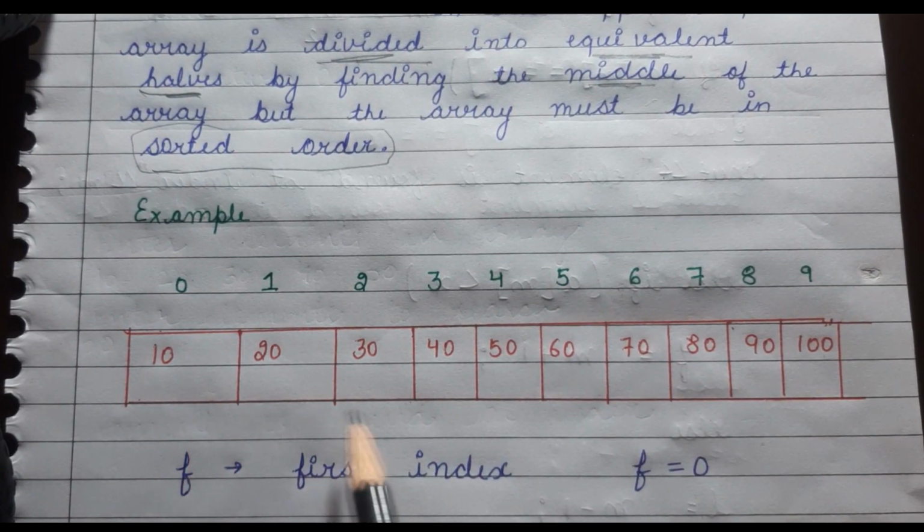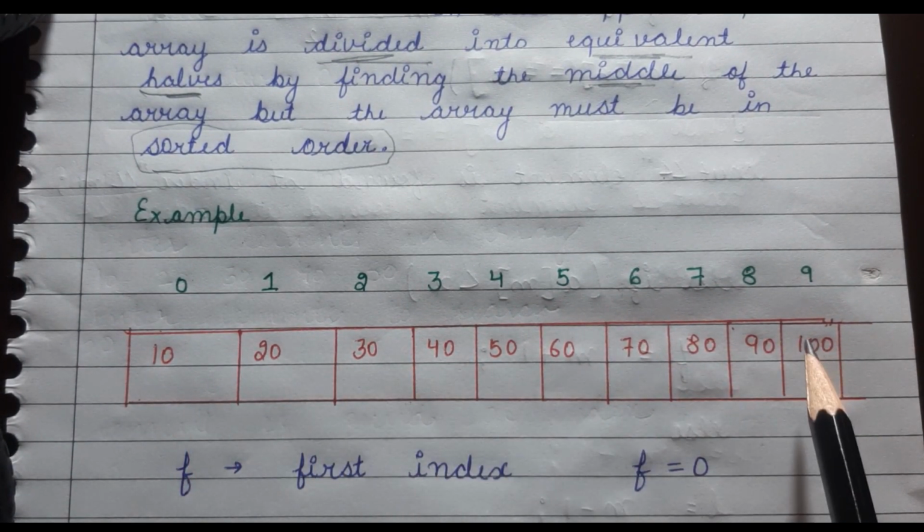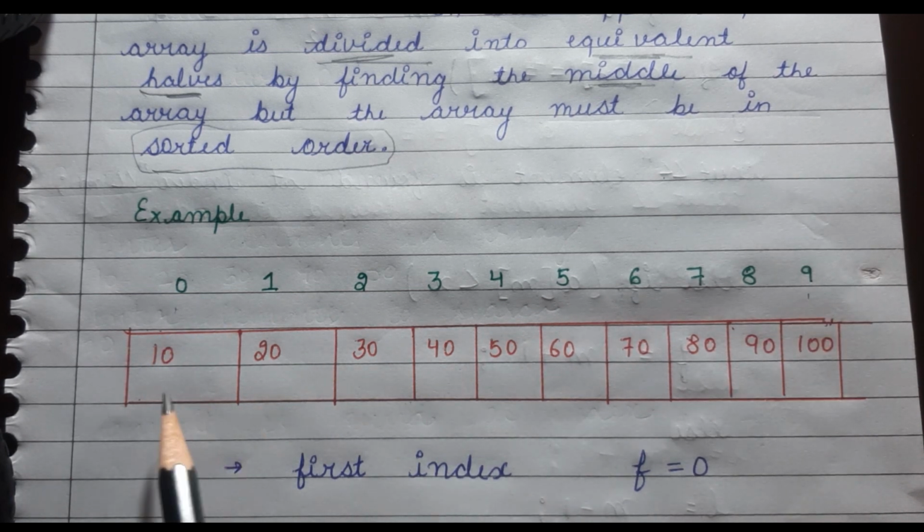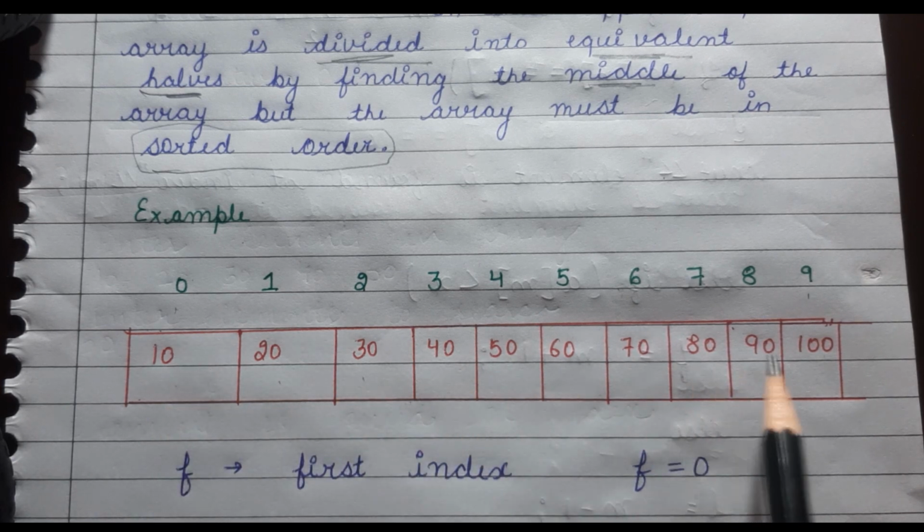Now we discuss by example, okay. Suppose we have an array of 10 elements. So index starts from 0 and goes until 9, okay. Now elements in this array are 10, 20, 30 and up to 100, okay. If you analyze, all the elements in this array are in sorted order, okay.